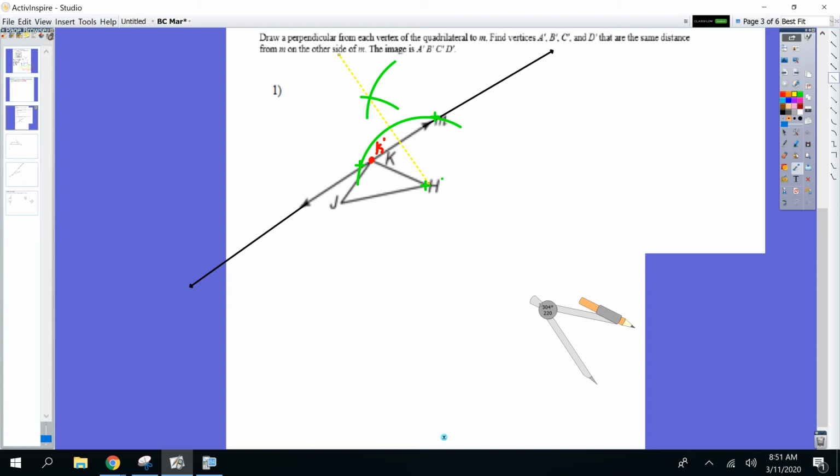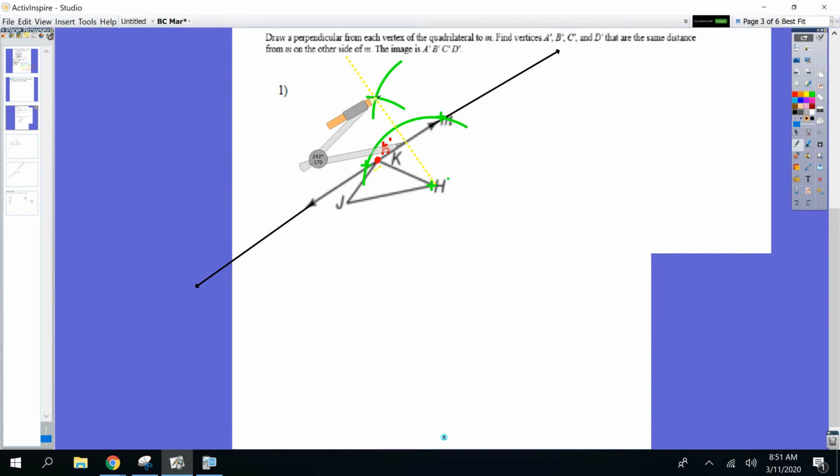So what I'm going to do is from H, with my compass, I'm going to measure the distance from H to line M, where that line intersected line M. Right there. And then I'm going to go on the other side and make sure that distance matches on the other side. There it is. And mine actually ends up being at the same spot where the other 2 arcs meet, but that may not happen for you, and that's fine. And there's H prime, everybody.